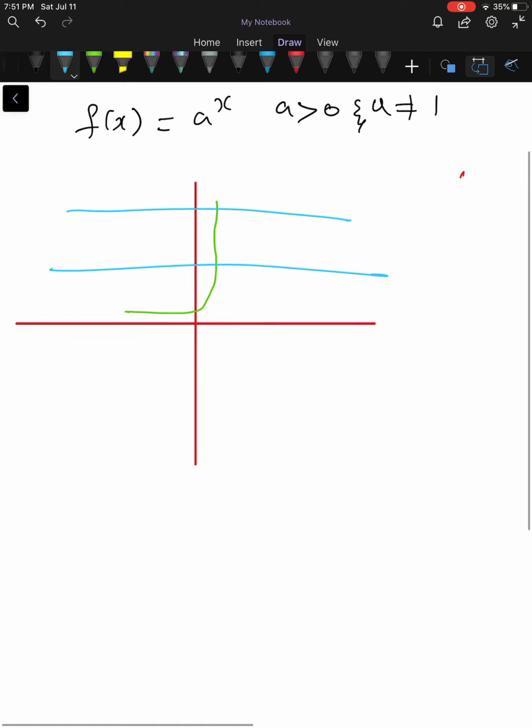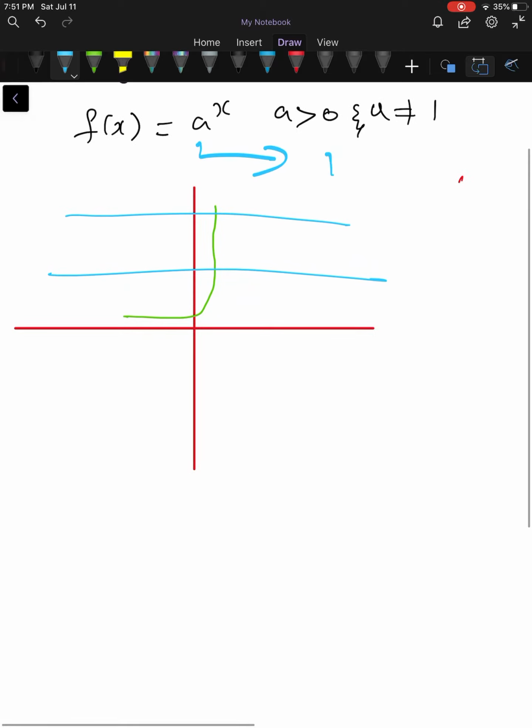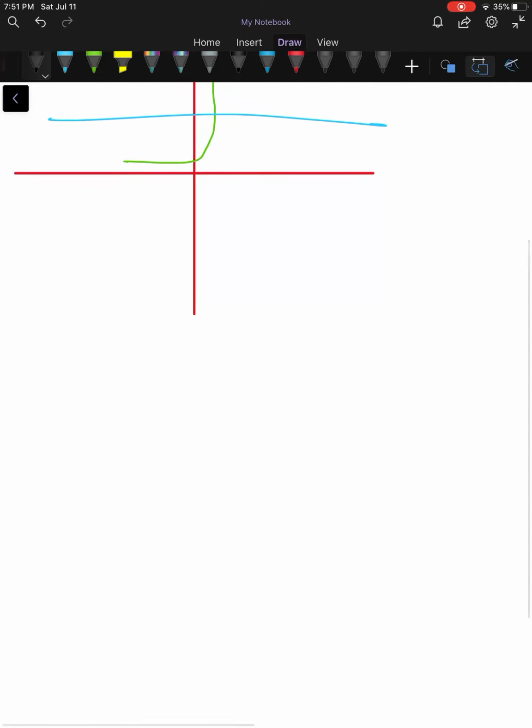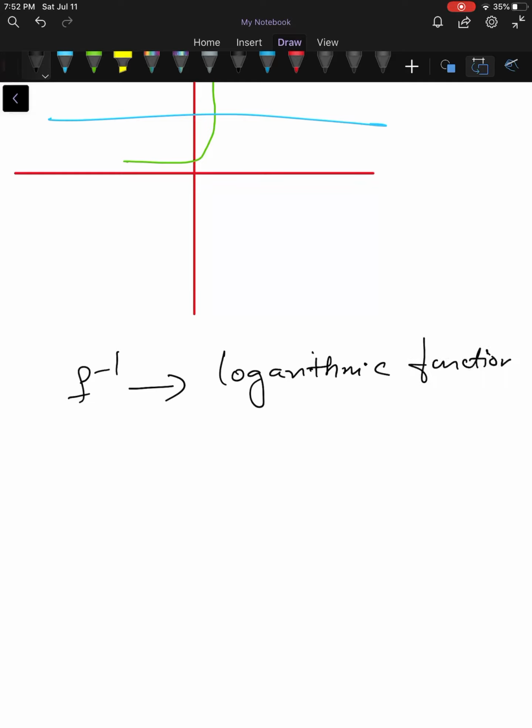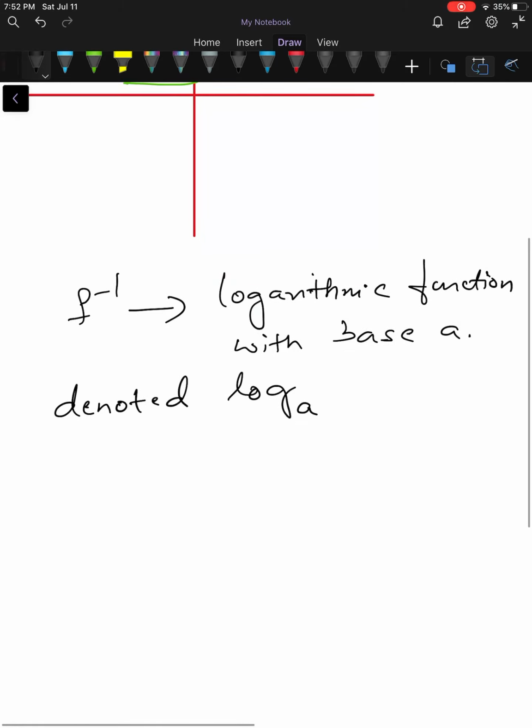So every one-to-one function will have an inverse. As this function is one-to-one, it has an inverse. That inverse, f inverse, is nothing but the logarithmic function with base a, and it is denoted as log base a, log subscript a.